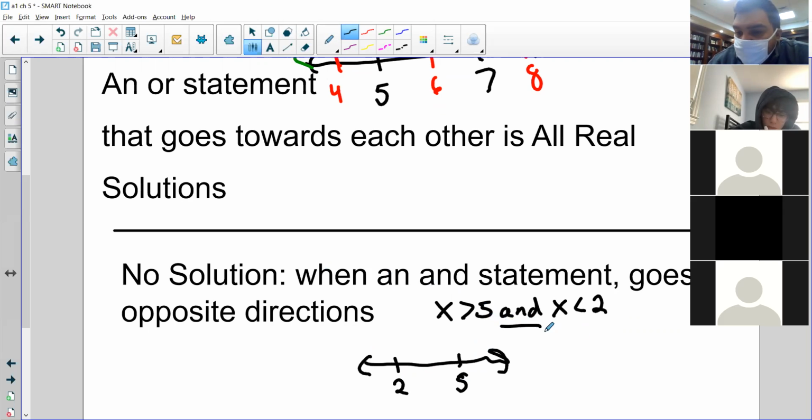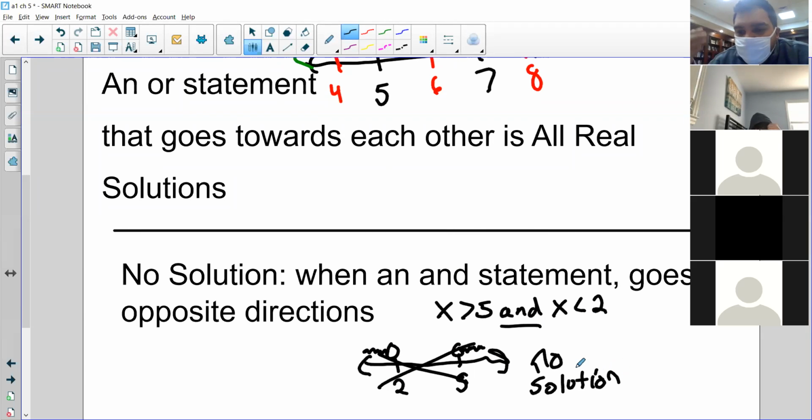You know it's an and statement. You start graphing this. So you have X is greater than 5, so you have an open circle here, and you start coloring this way. And then X is less than 2. You have an open circle here, and it's less than this way. At that moment, you should notice something. Wait a second. This is an and statement, and they're going opposite directions. Uh-oh. So that must mean it can't be smaller than 2 and bigger than 5 at the same time. So that's a no solution.